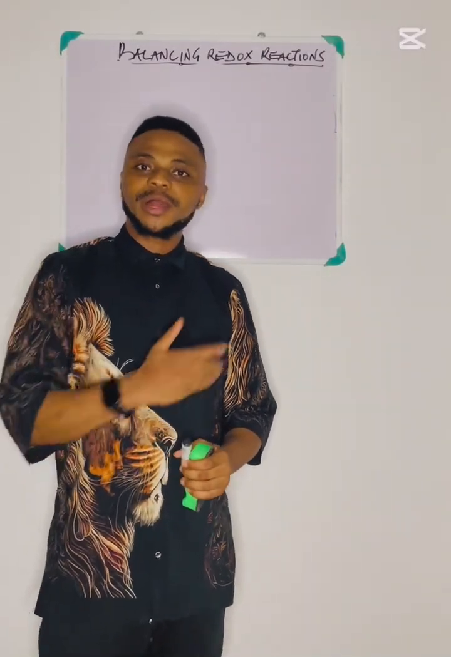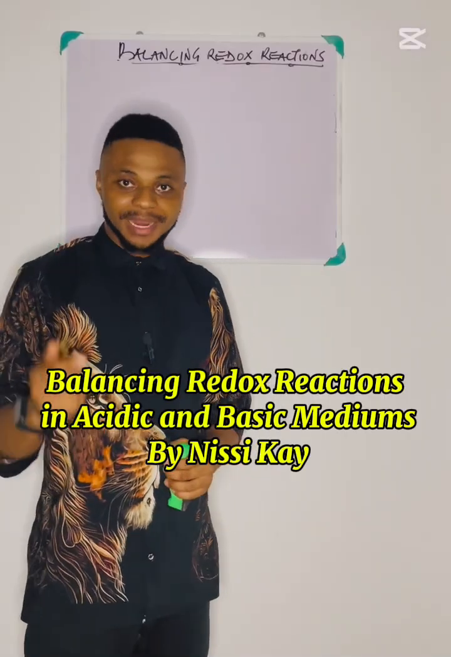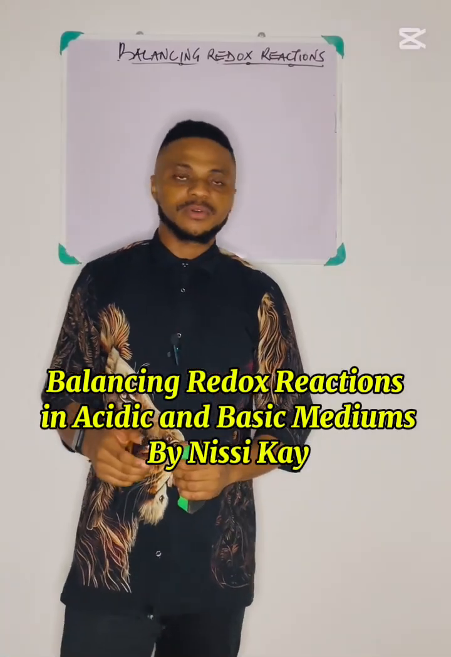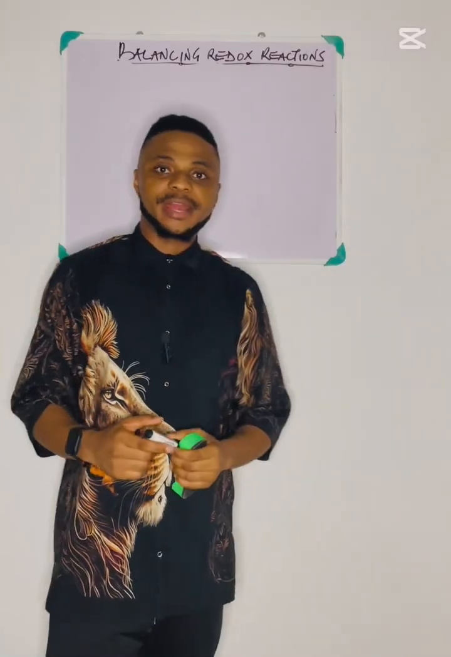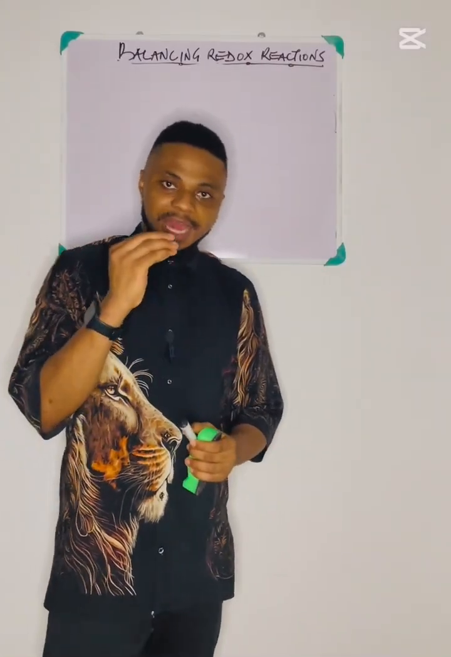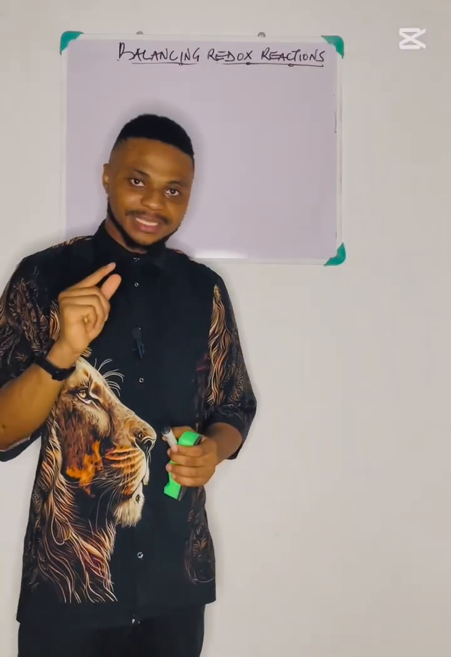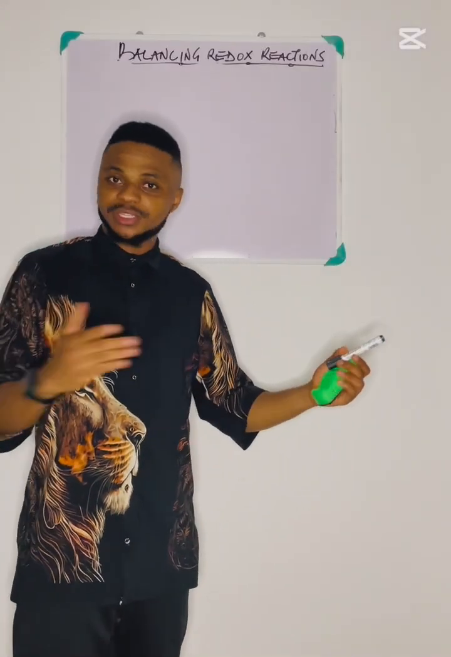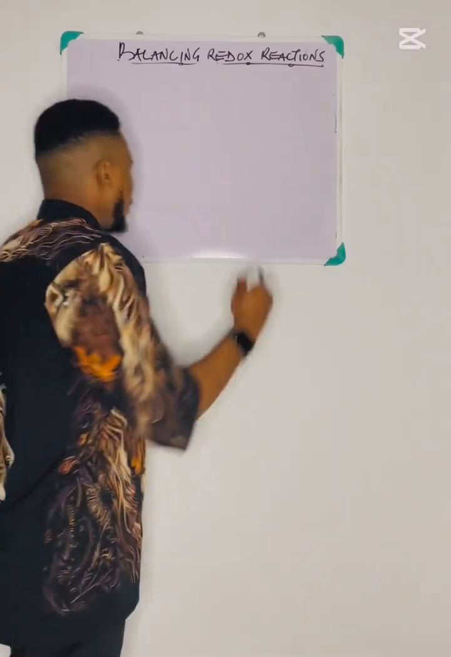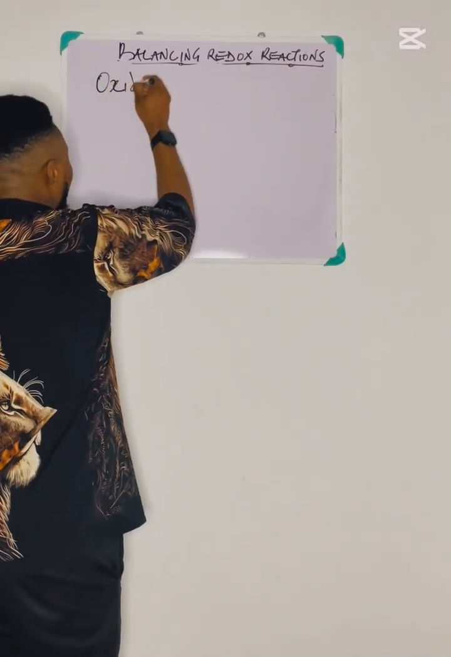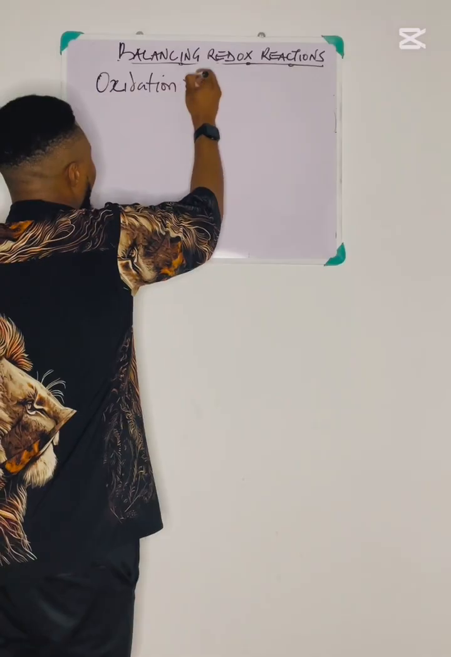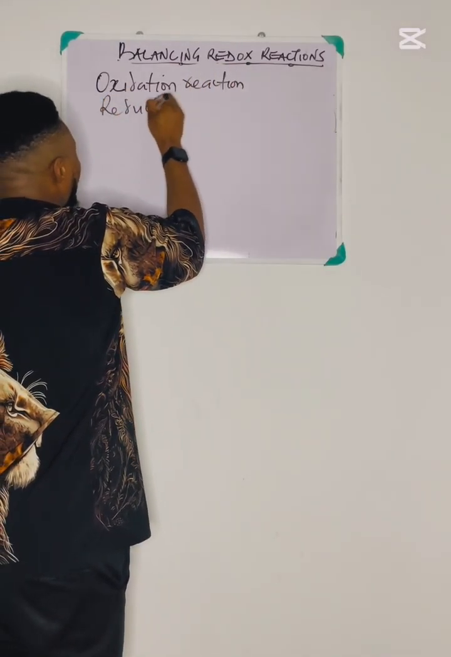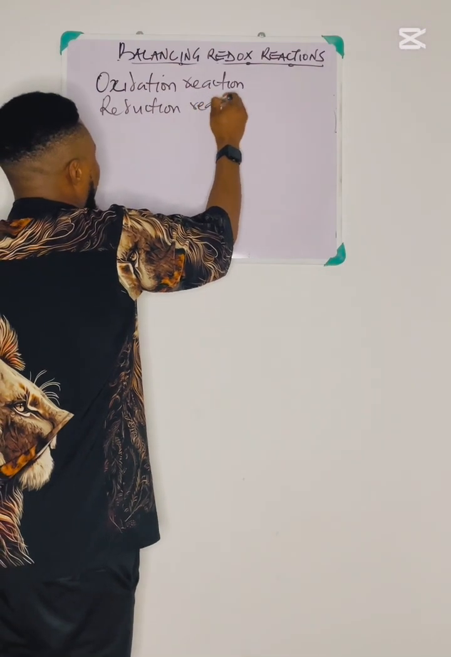Basically, in this video, we are going to be looking at how to balance redox reactions. And I must tell you, first of all, that redox reactions are reactions which contain an oxidation reaction and a reduction reaction. So it is a two-in-one reaction, oxidation and reduction. So I said we have oxidation reaction and we have reduction reaction.